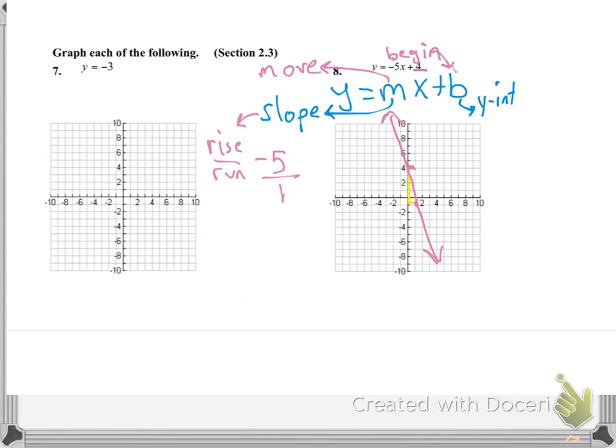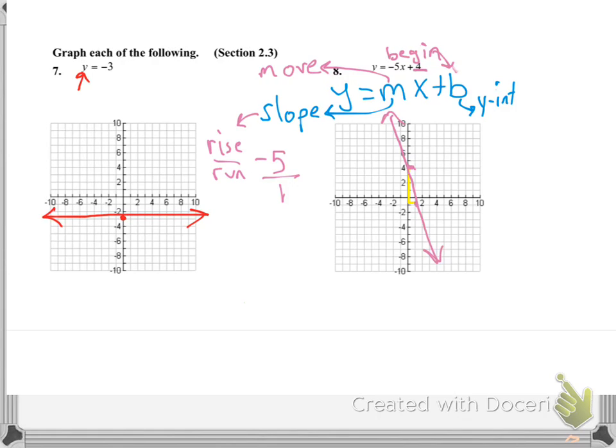Now, let's look back at number 7. Number 7 is a little bit different because it doesn't have an X and a Y. When it has only an X or only a Y, it's going to be one of two things, a horizontal or vertical line. Now, I used to get these confused, but here's how I look at it. When it's only Y, it's going to cross the Y-axis. Where? At -3. So it crosses here, which means the line is going to be horizontal.